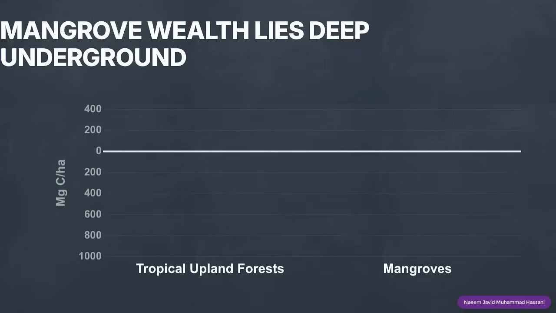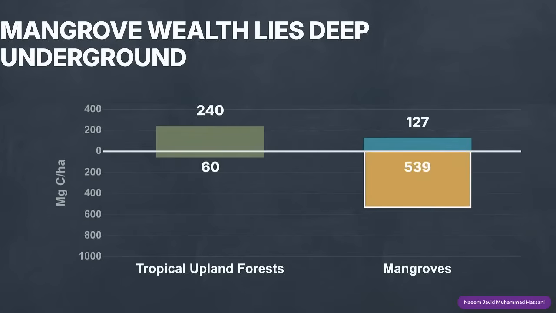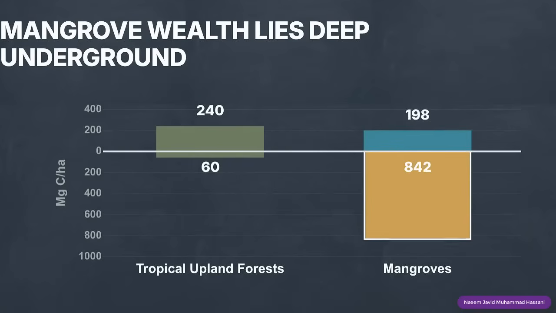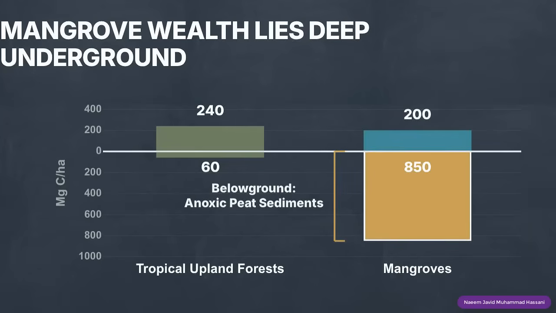This chart compares total carbon storage per hectare across ecosystems. Tropical upland forests peak around 300 megagrams per hectare. Mangroves regularly exceed 1,000. But notice the distribution here. The overwhelming majority of biomass is locked invisibly underground in anoxic peat sediments.